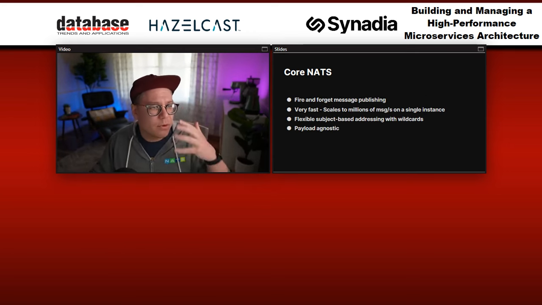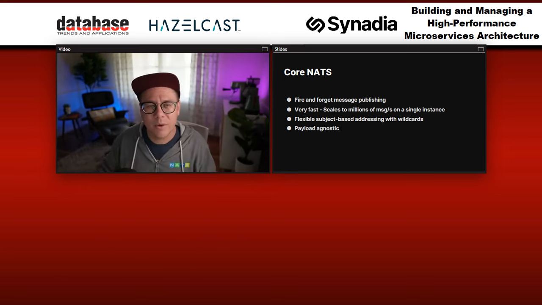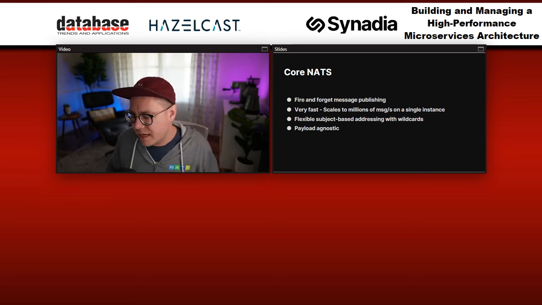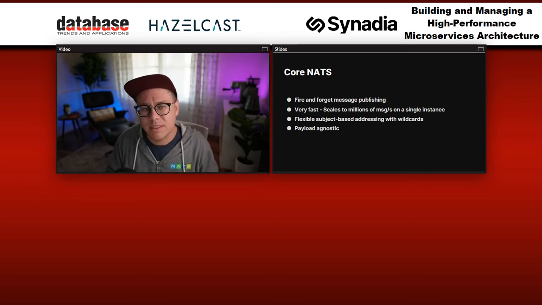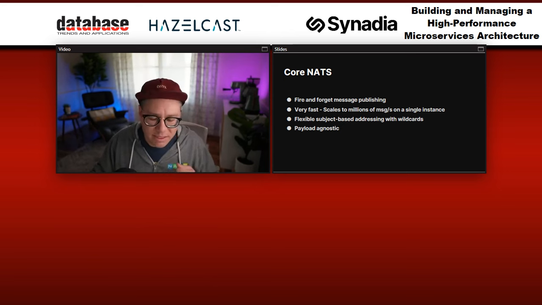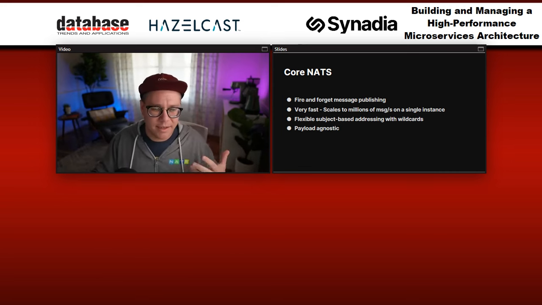So what's Core NATS? Well, Core NATS is fire and forget message publishing, meaning we're not saving messages for you. NATS is really just brokering communication between two clients. And the reason we have this is because it's the foundation for all of the other features. And quite often, especially when you're working in a synchronous architecture, you might not need the persistence layer. You just want to be able to broker communications in a location transparent way, so it's easy for things to connect and talk to each other without having to have all of these tools like service discovery and schema registries and things like that. And it's very, very fast, which I'll show in a second.